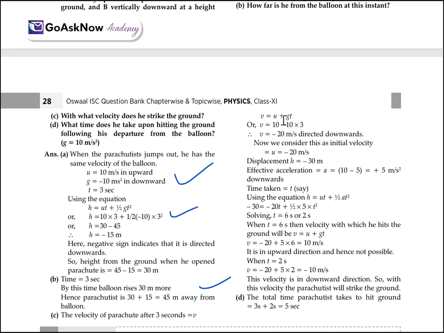So yeah, this is all about motion in a straight line. With the help of some velocity equations of motion, we have also calculated some numericals. So for the rest, just stay connected.